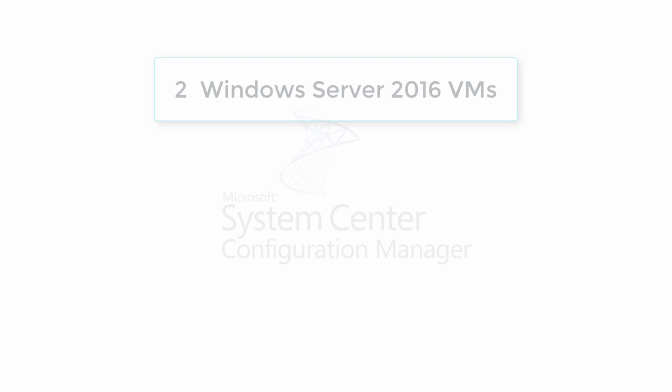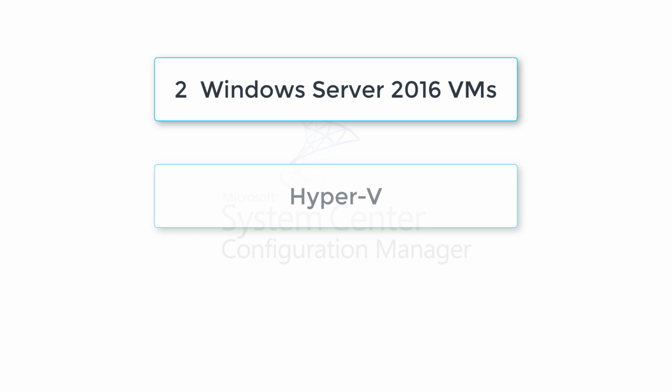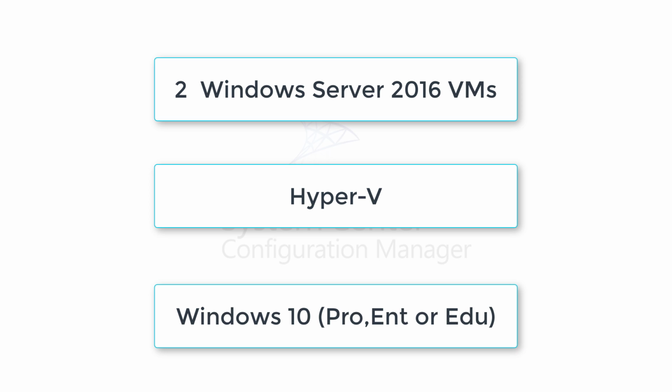So you need two Windows Server 2016 virtual machines. I will be using Hyper-V, but you can use any other available hypervisor. To check out all the functionality and testing, we will need one Windows 10 virtual machine. It can be Enterprise, Education, or Professional. You can download the ISO file of Windows 10 from the link in the description, as I missed out this ISO file in my last video where we talked about software requirements.